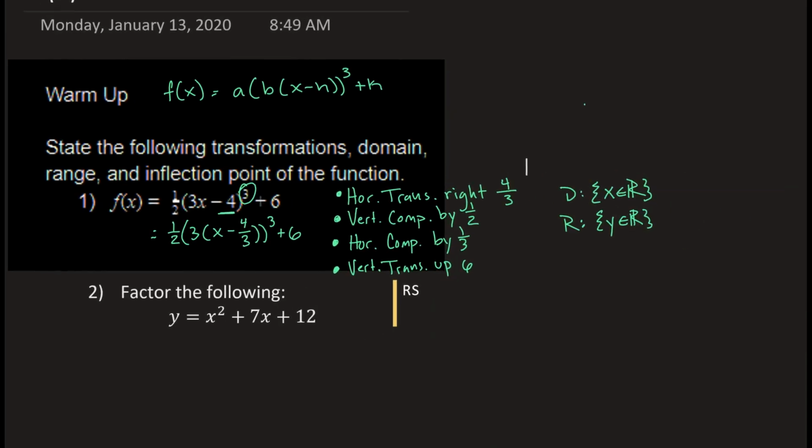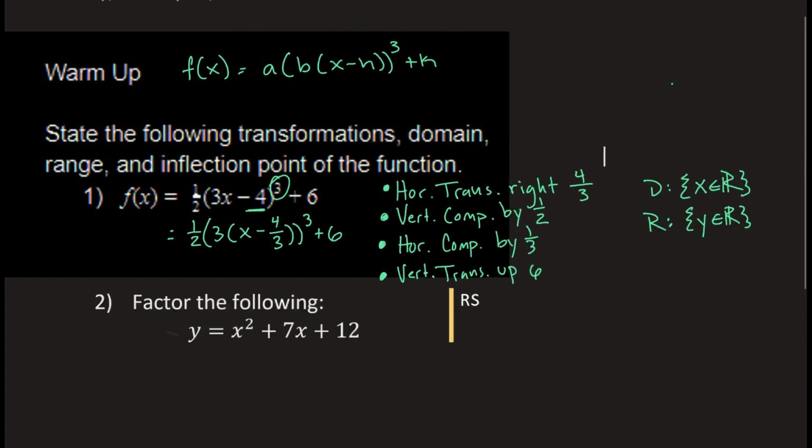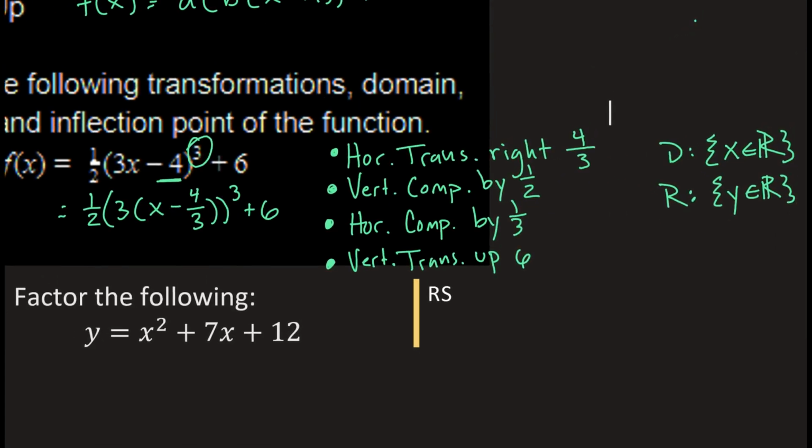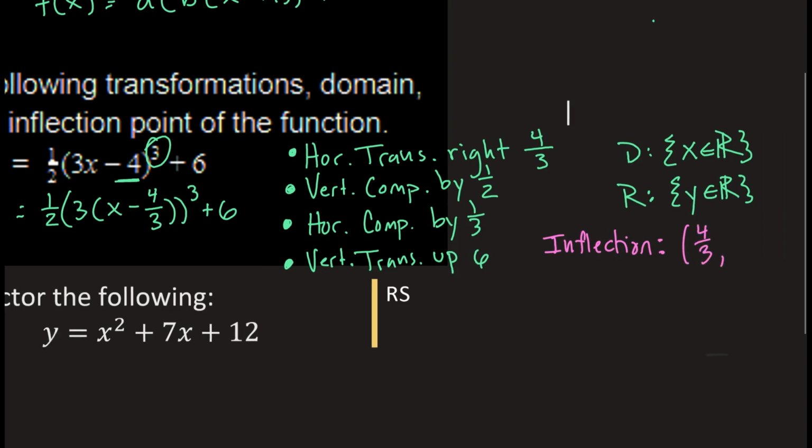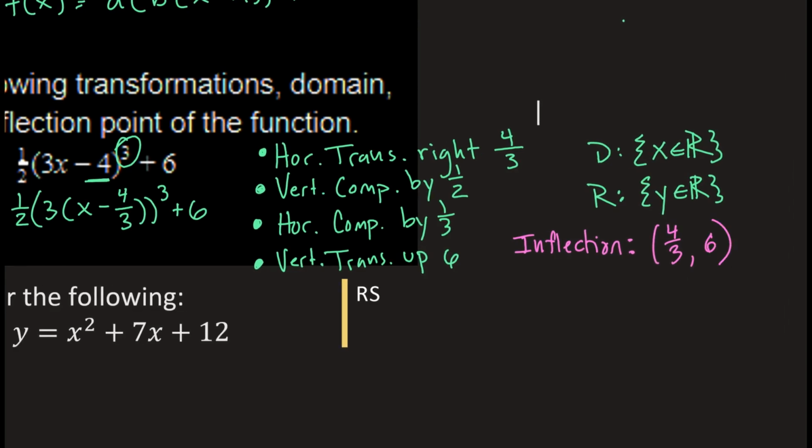All right, guys. On this number 1 warm up, what was the inflection point? What determines the inflection point? H and K, good. So in this problem, after we took out the b, what is our h? Which we know is the backward sign, so where is our x value actually? Not a negative 4/3, but good. And then what's our k value? Wonderful.